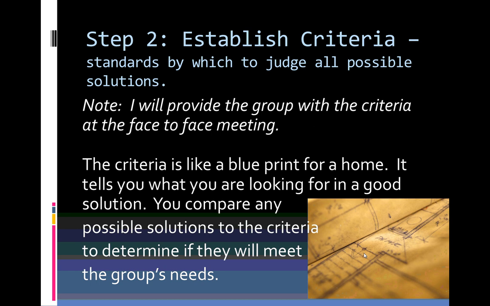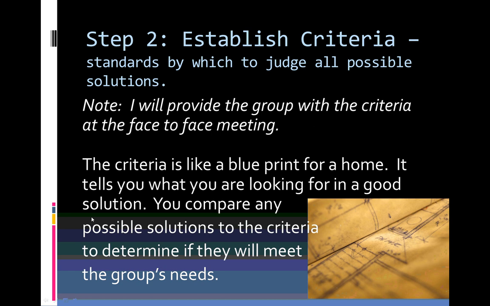So for us, we're going to establish a list of criteria for your problem, and then when we come up with possible solutions later on, we'll come back and compare them against the criteria. Now, as you can see here, it says note, I will provide the group with the criteria at the face-to-face meeting. So this is not information that you need to put in your wiki page, but it is information that will help you at our face-to-face meeting.